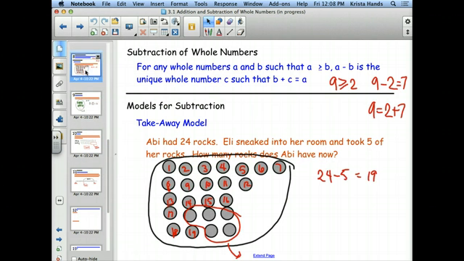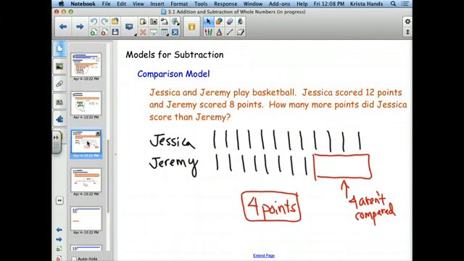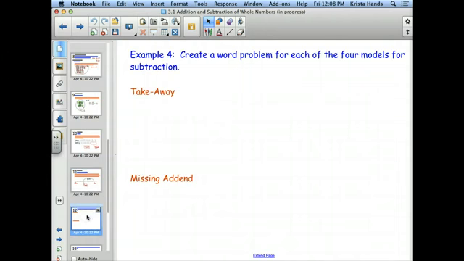One of them is the takeaway model. The second one was the missing add-ins model. The third one was the comparison model. And then the fourth one was the number line or measurement model. Okay? So we are at the point where we have got example number 4.